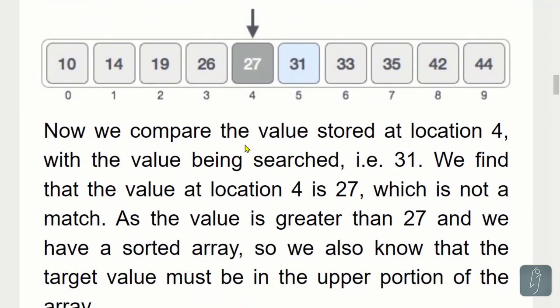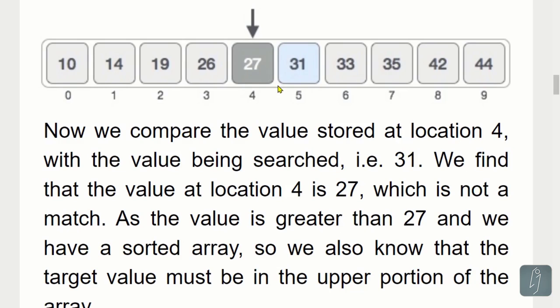Now we compare the value stored at location 4 with the value being searched, 31. So we compare 31 with the value 27. We find that the value at location 4, which is 27, is not a match. That means the 31 the user entered is not equal to the middle of the array. So what we're going to do is jump to the part that is greater than 27, greater than the middle of the array.